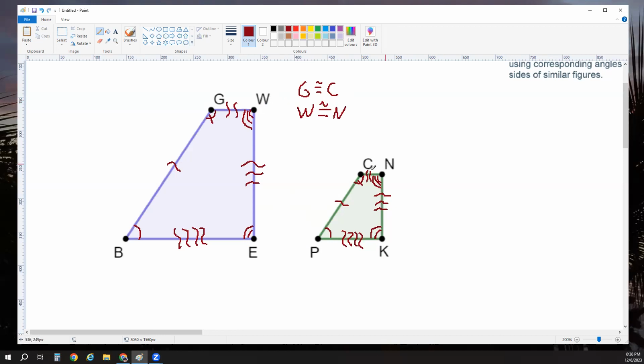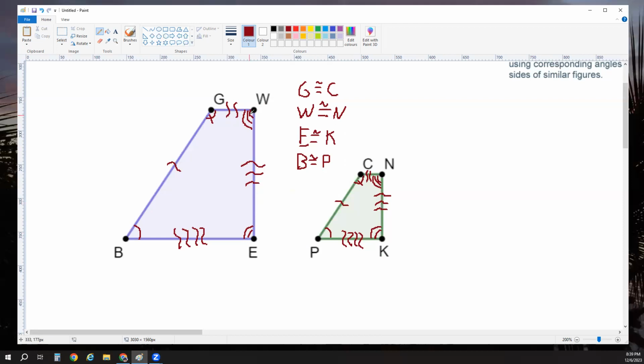This one and this one. Angle E is congruent to angle K. Angle B is congruent to angle P. Remember that congruence means the measures are equal when you have similar images or similar polygons.